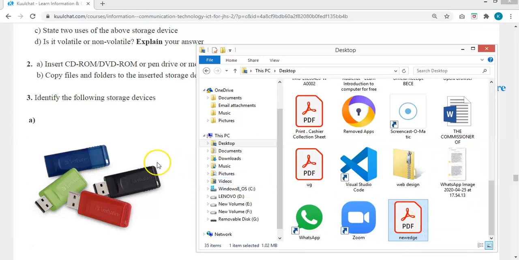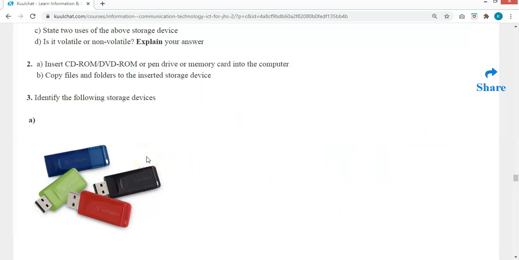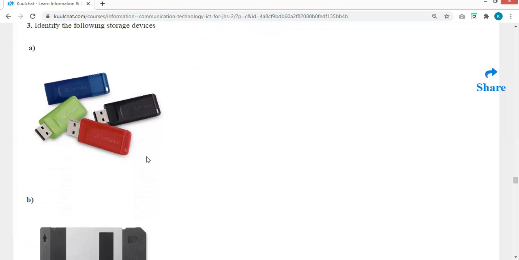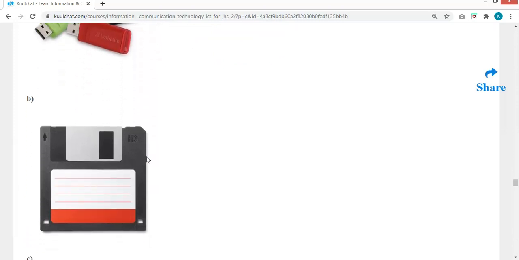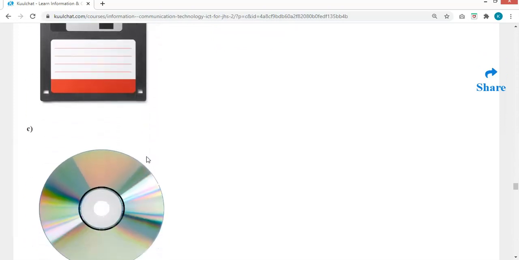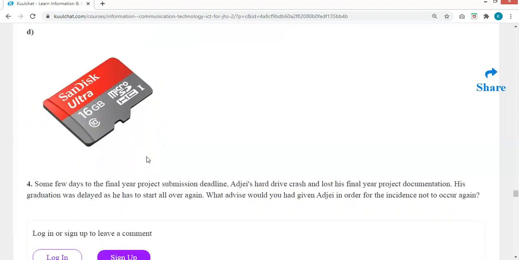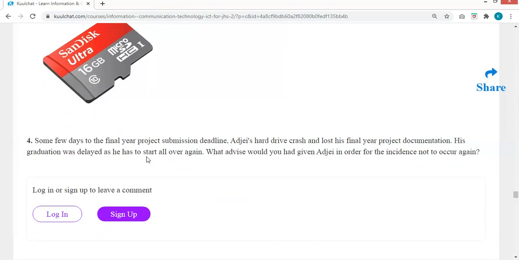So thank you very much for taking the course, and I believe you've enjoyed yourself. Try to do the practicals, okay? So you identify all the storage devices. You should be able to know what all those storage devices are.